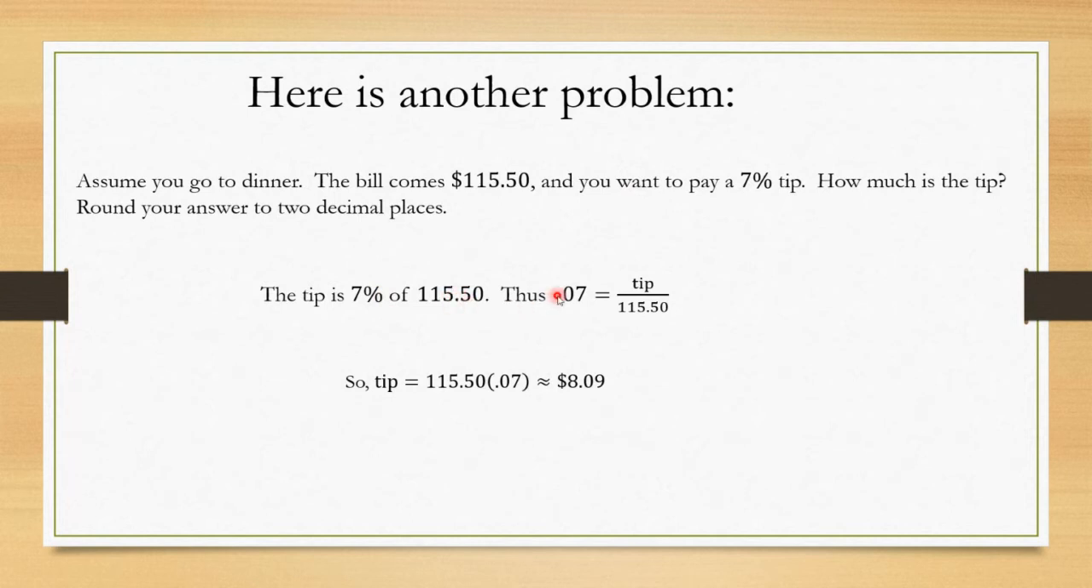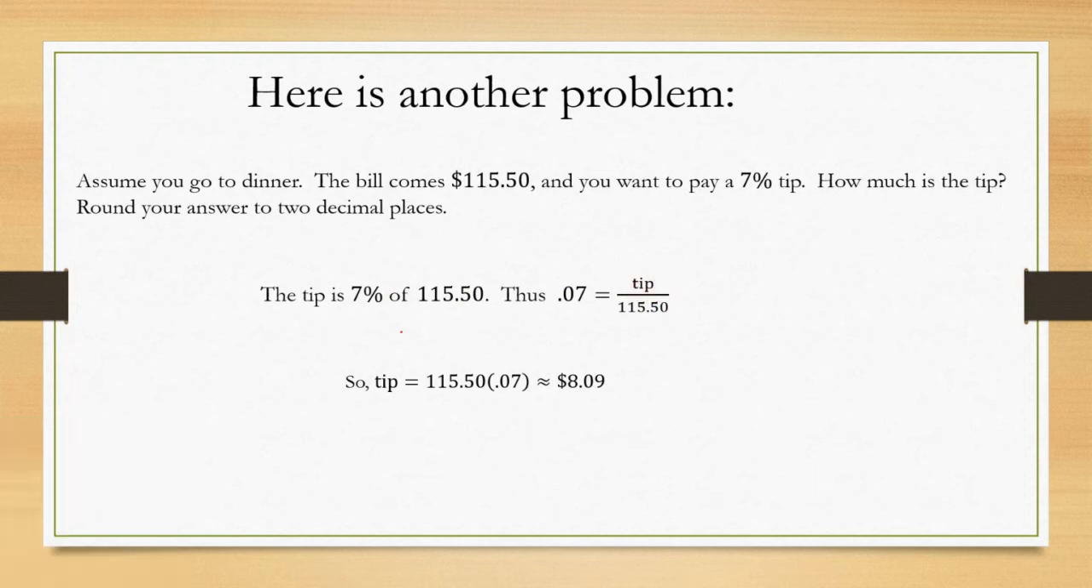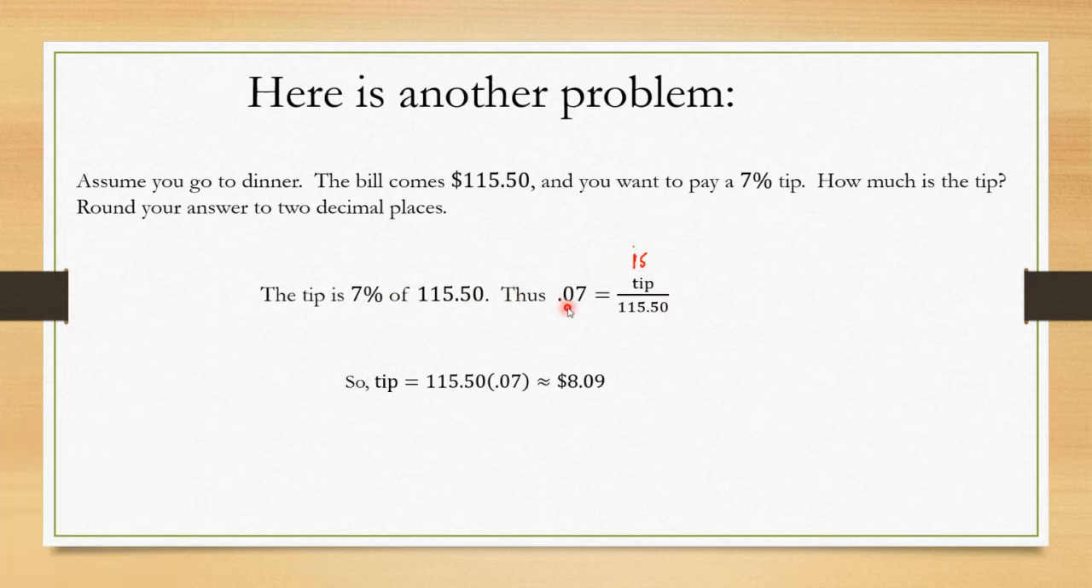So we use our is over of. Although instead of is, I wrote tip. But it's really the same idea. You know what? Maybe this will help. Tip is the same thing as your is. Okay? So we have 0.07, which is our percent as a decimal, equals is, or a tip in this case, over whole, or over of, excuse me.